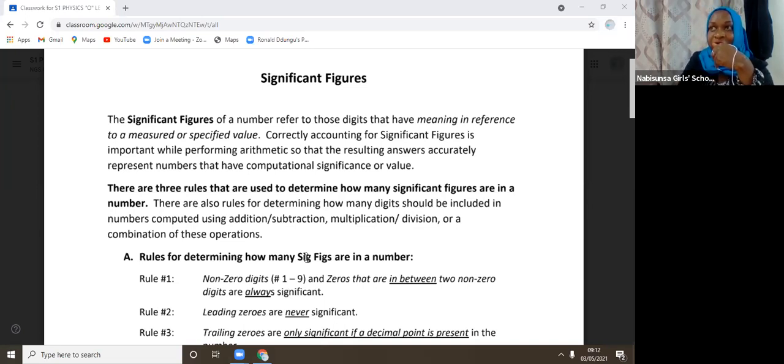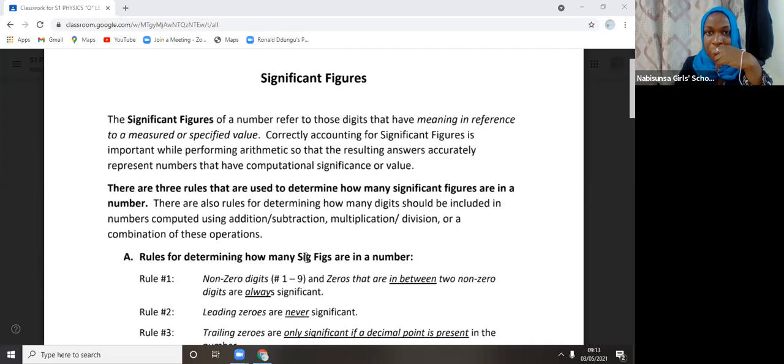I'll still use 100. If I remove one digit from 100, let me say I remove a 0, what do I remain with? 10. So 10 is still meaningful, not so? How about if I remove the second 0 also? What do I remain with? 1. So it's still meaningful. How about if I remove the 1 and I leave the zeros? What do I remain with?